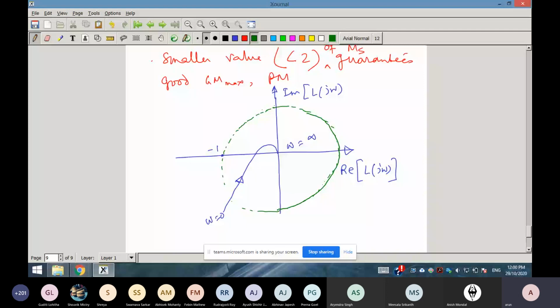So here, just proof using a typical Nyquist plot that I have just written. What is your GM max? This distance will be 1 by GM max. This distance, right? So this is 1 by GM max, and what is your phase margin?